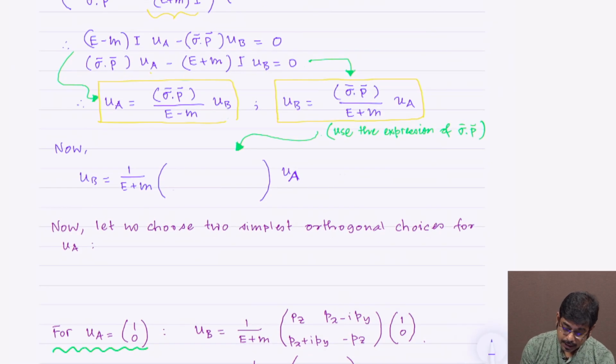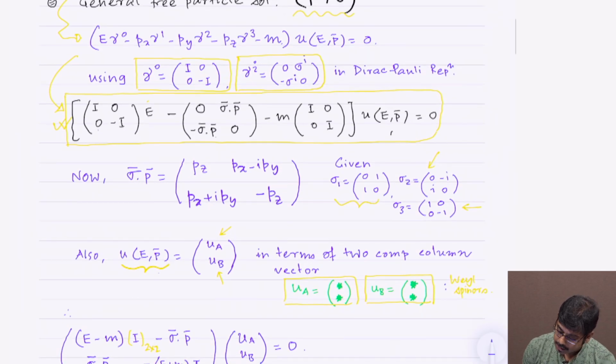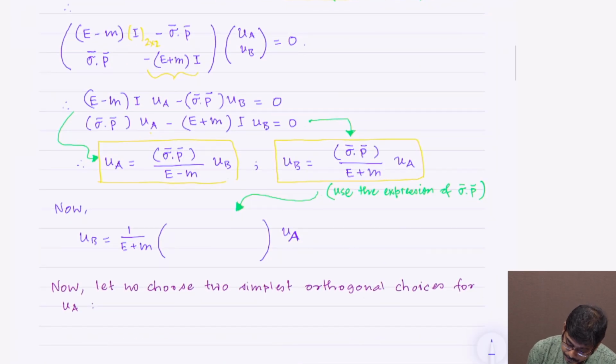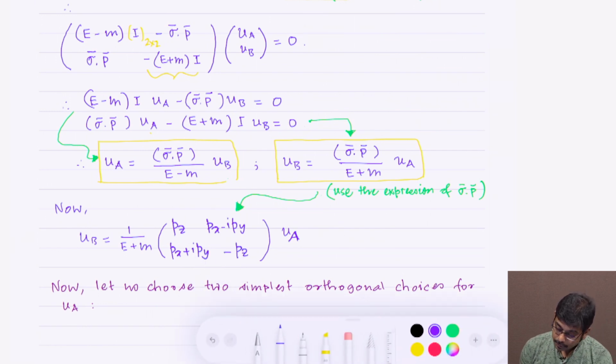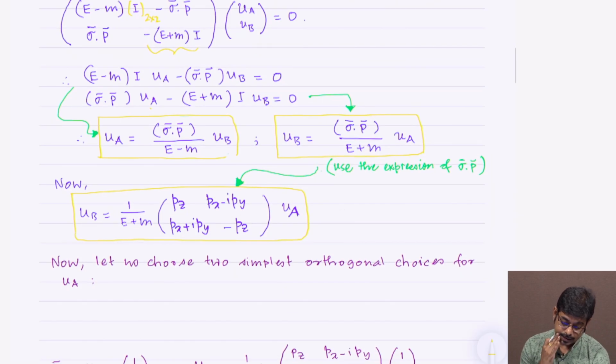Now, this is 1 by (E plus m), this is just a number, it comes out, and what was sigma dot p? You remember that sigma dot p we found out here: pz, px minus i py, px plus i py, minus pz, into uA. So, therefore, what we have done here is that we have expressed uB in terms of uA and sigma dot p with this 1 by (E plus m).